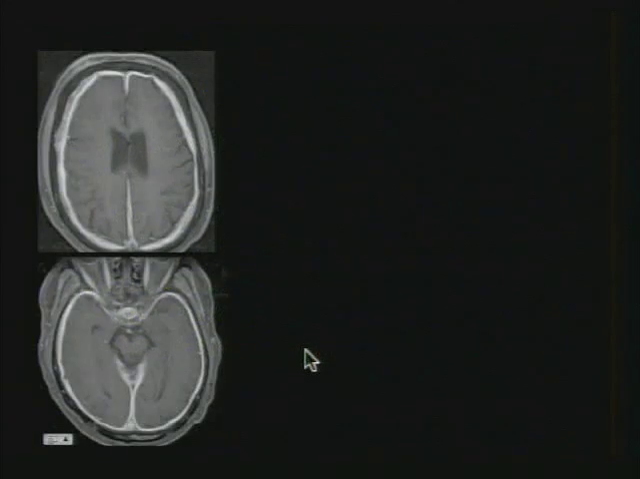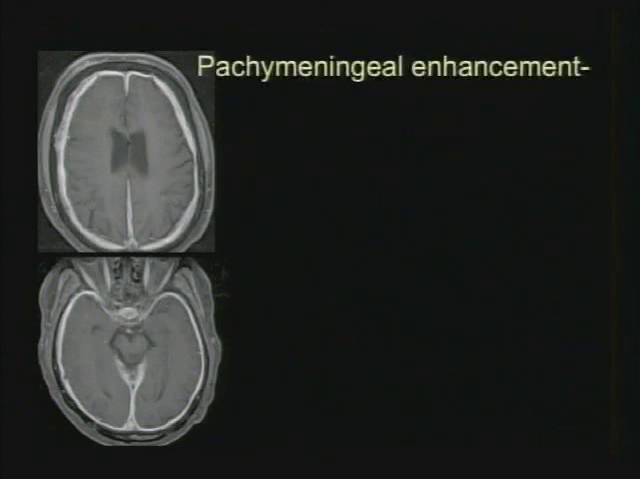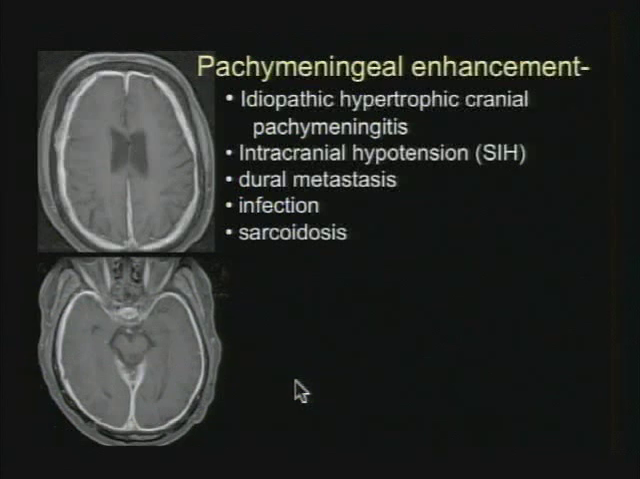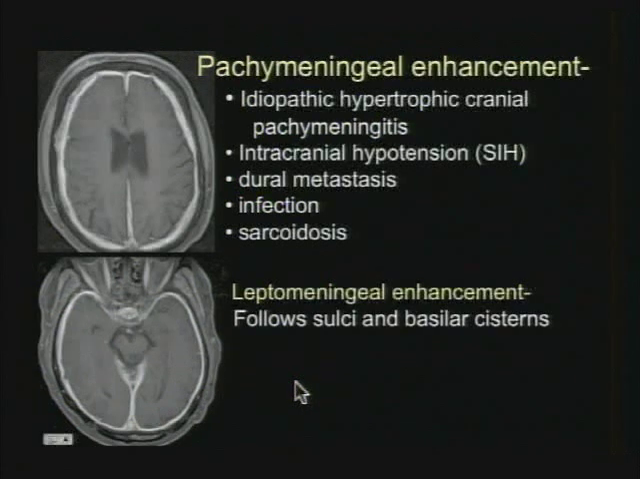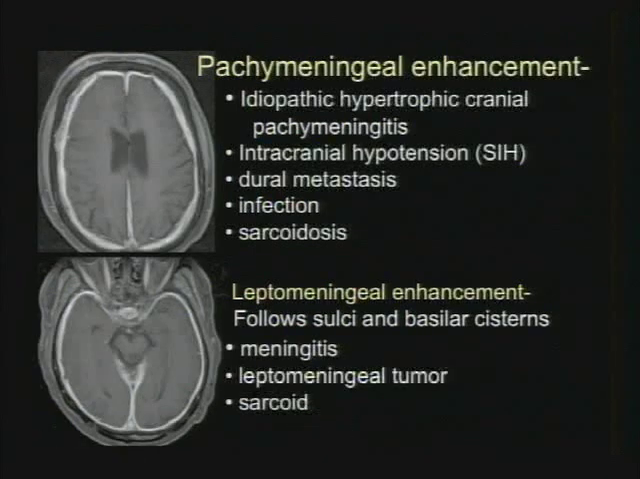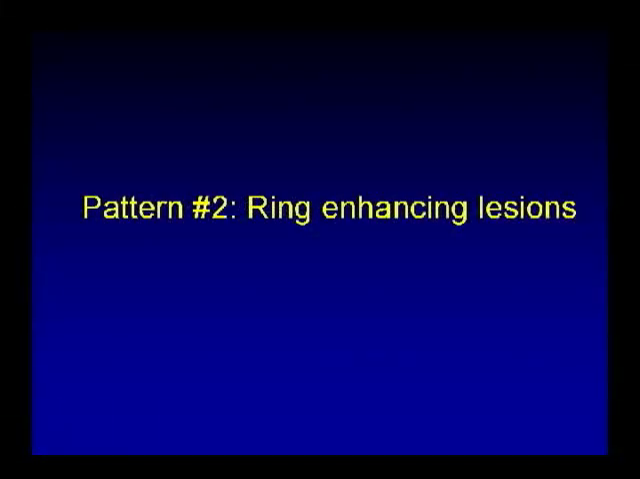And this is just to contrast leptomeningeal enhancement with pachymeningeal enhancement. And you can see this follows the dura. So it follows the inner layer, it follows the periosteum and the dural reflections. And this has a different set of differential considerations than leptomeningeal enhancement that we've seen that follows the sulci and basilar cisterns. So the second pattern, we're going to look at ring-enhancing lesions.